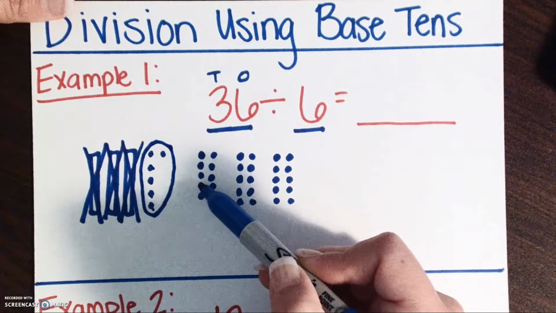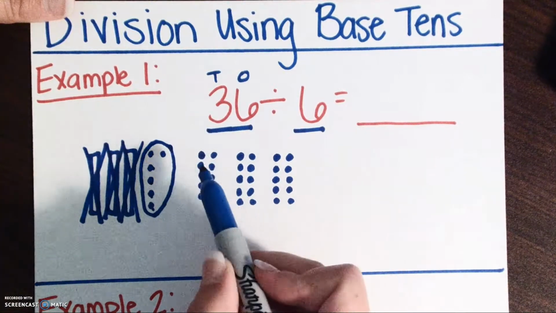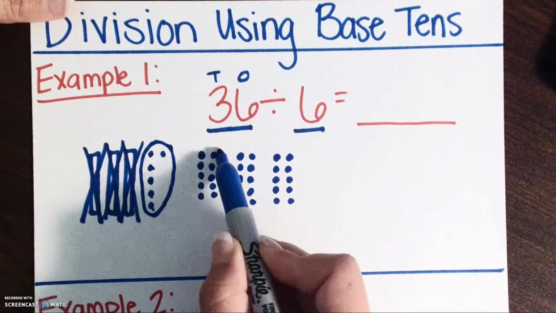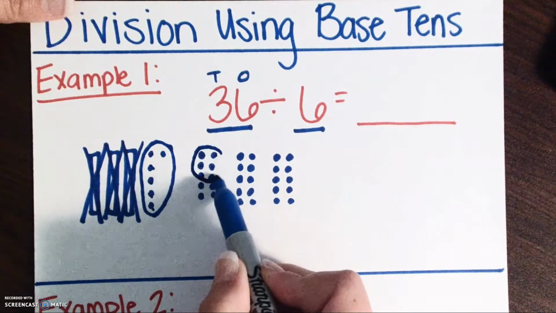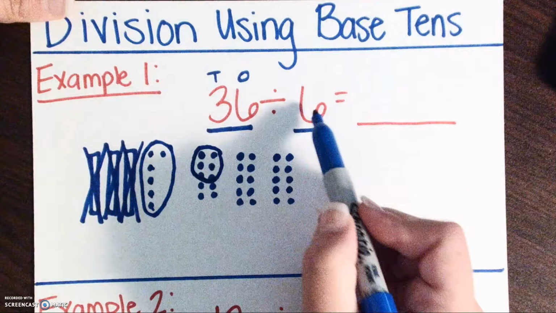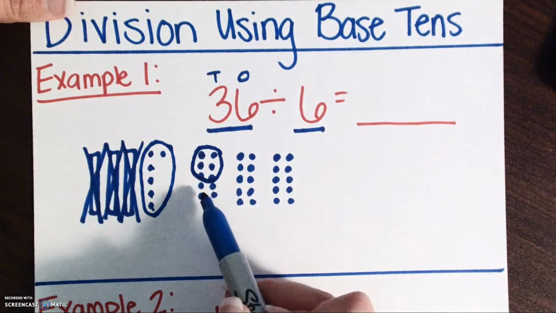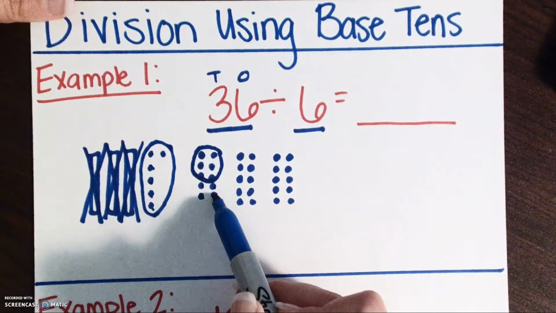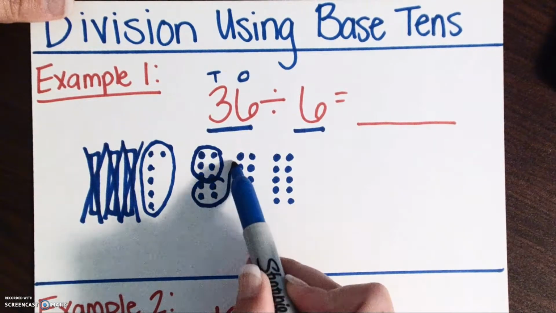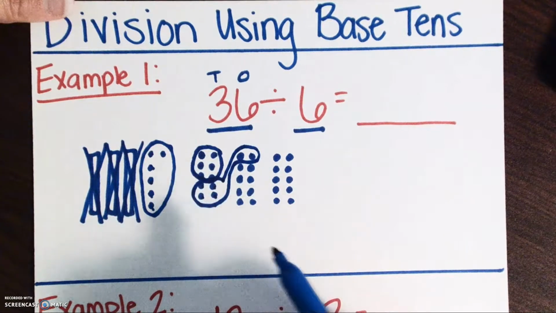Well, let's count the sideways. I think that'll be easier to circle. 1, 2, 3, 4, 5, 6. And be careful when you circle. Don't circle too many. We want 6 in each group because we're dividing by 6. All right, 1, 2, 3, 4, 5, 6. So this is going to be a group.